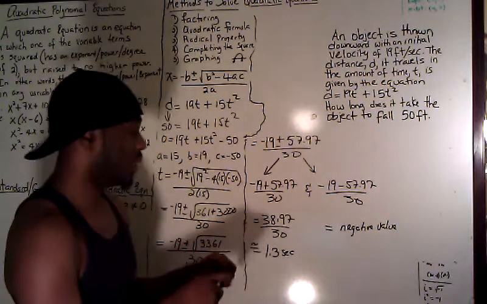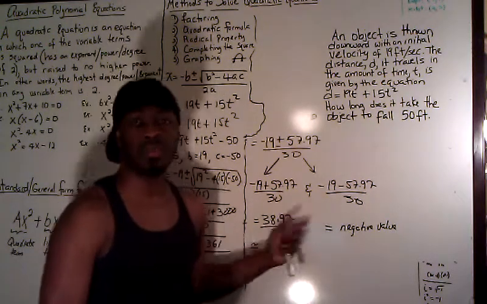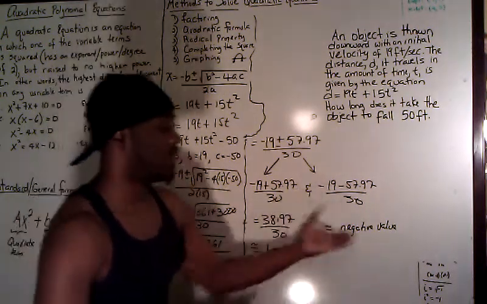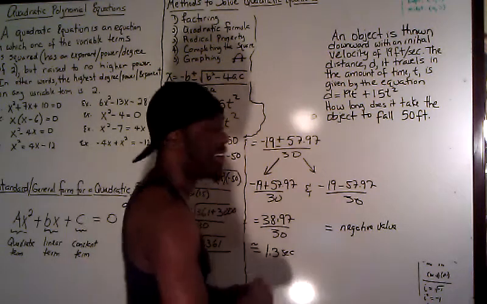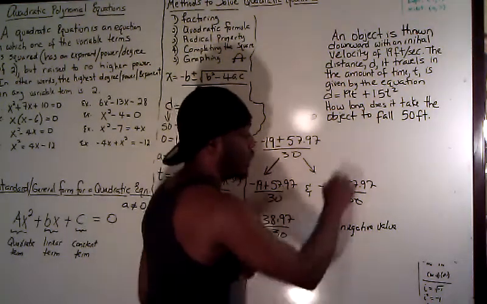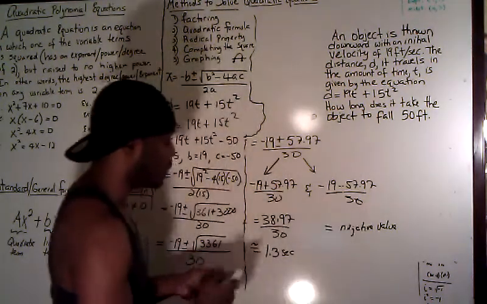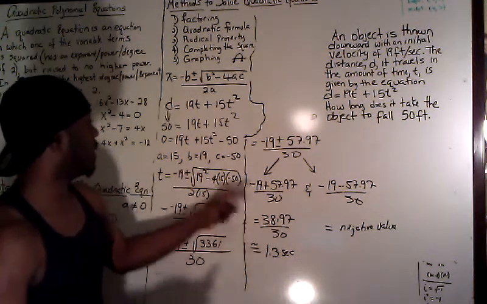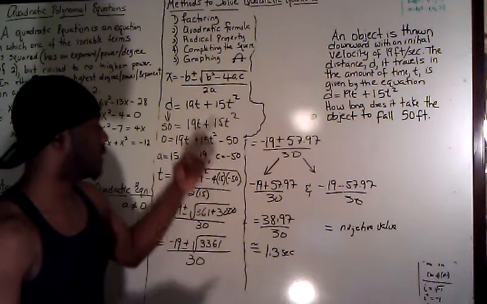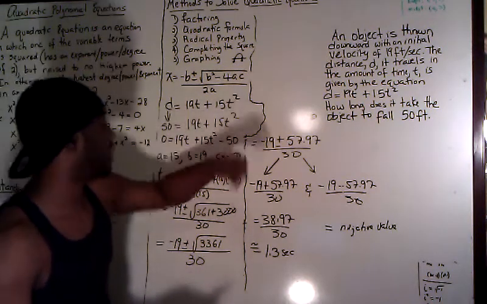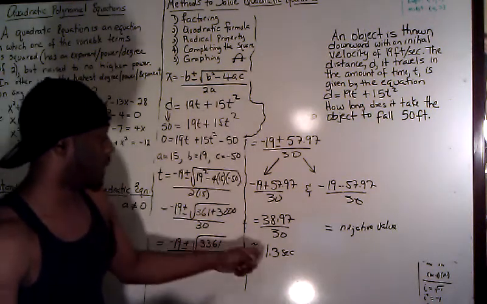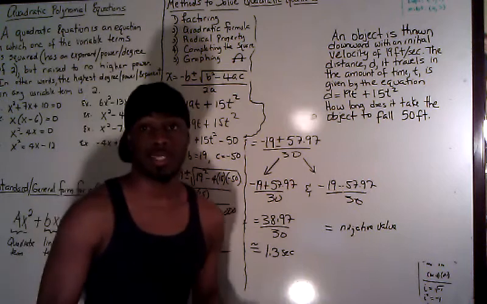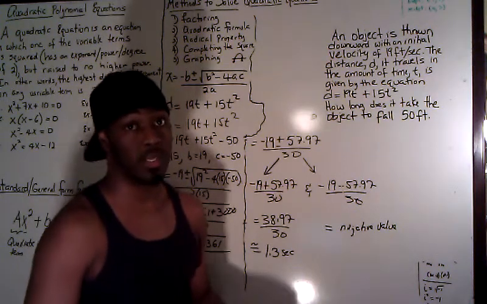Keep in mind what your answers are representing. Your answers are representing time, and you cannot have a negative time, so we would discard this value over here since we cannot have negative time. So this will be our true value. So at a distance of 50, for that object to fall 50 feet, it would take 1.3 seconds.